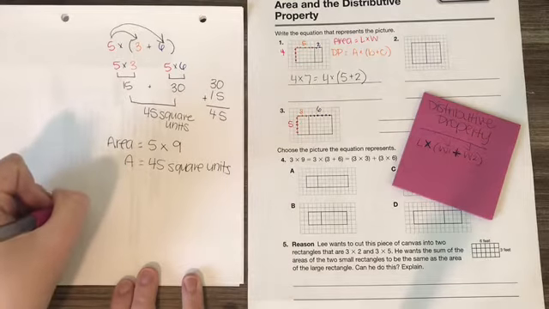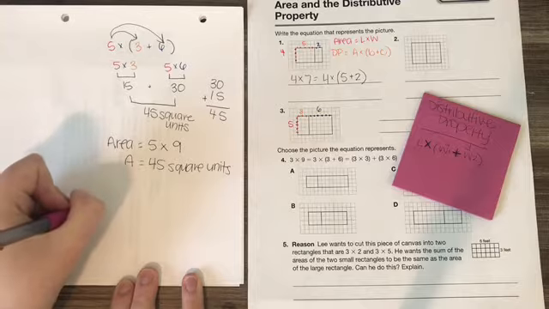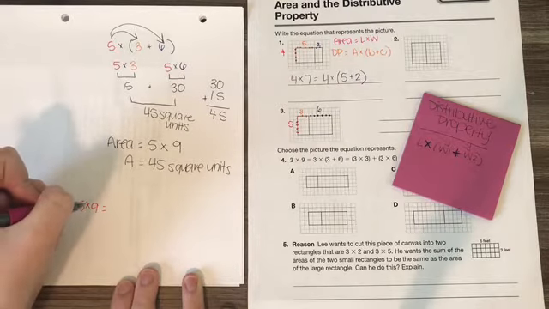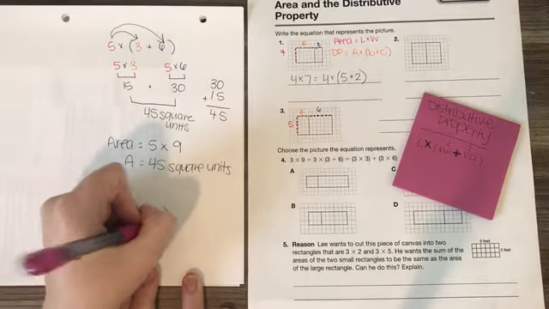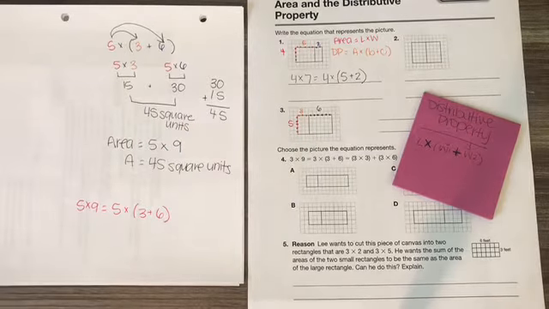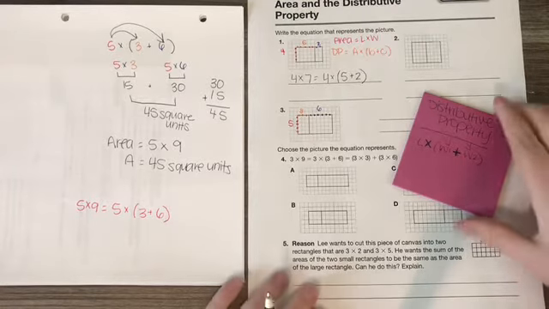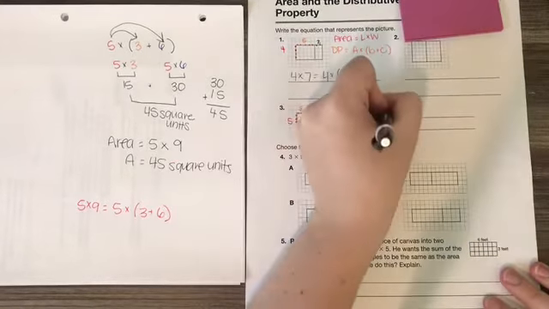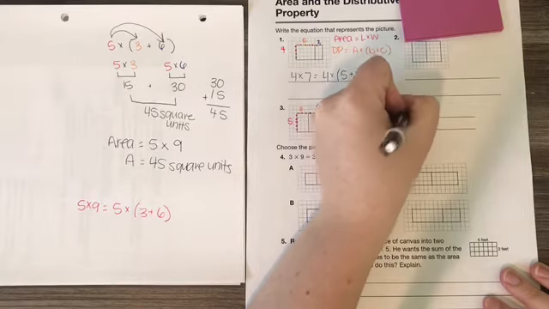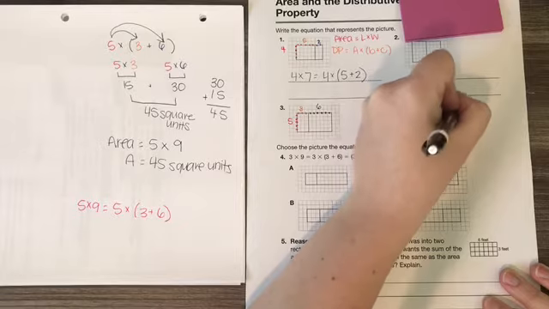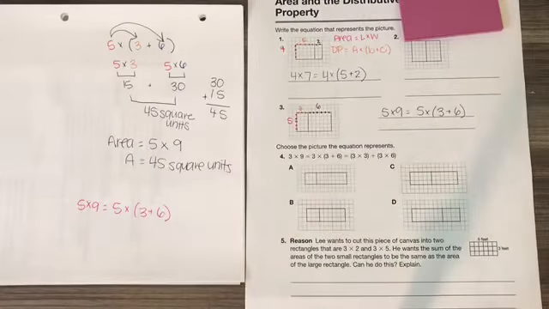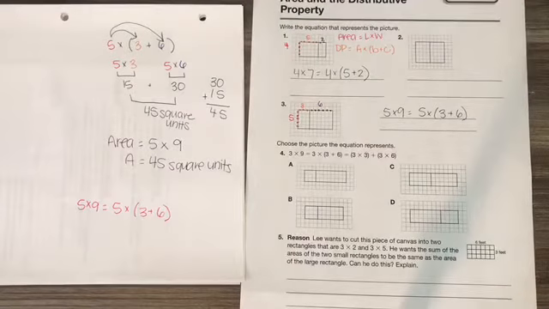We would say that 5 times 9 is equal to 5 times 3 plus 6. Okay, so now I'm just going to write that on my answer line so I complete my work. We have 5 times 9 is equal to 5 times 3 plus 6. All right, well, I hope that was helpful and that you guys were able to understand and learn a little bit more about distributive property.